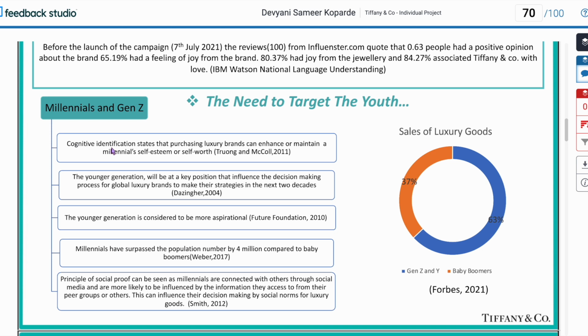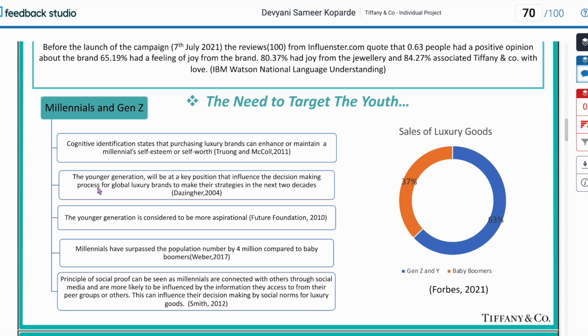Cognitive identification, again a theory, states that, this is an in-text citation. If you don't know what citations are and how referencing works, I have made a dedicated video on that called referencing, so just check that out. I think there are videos about every small thing on my channel now. But yeah, this is an in-text citation.